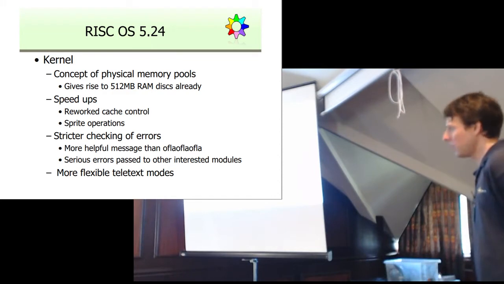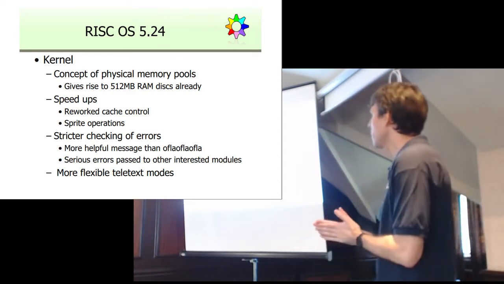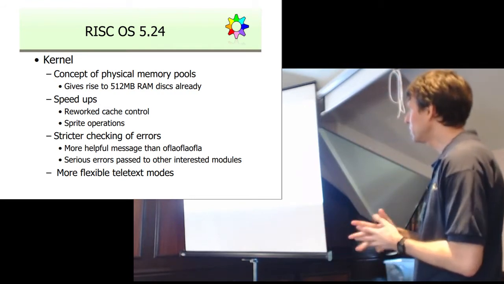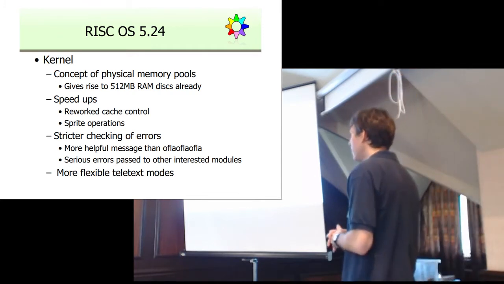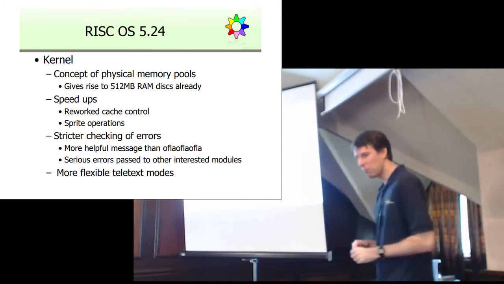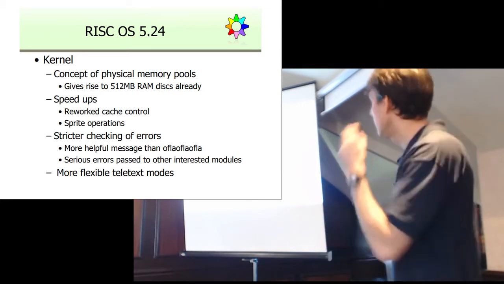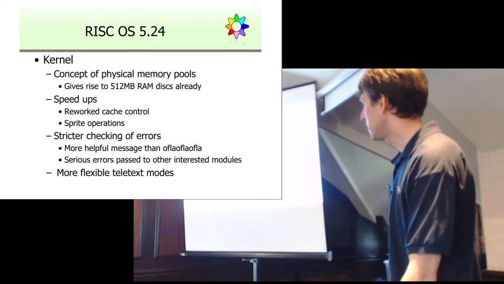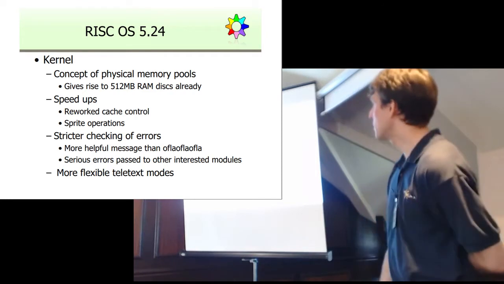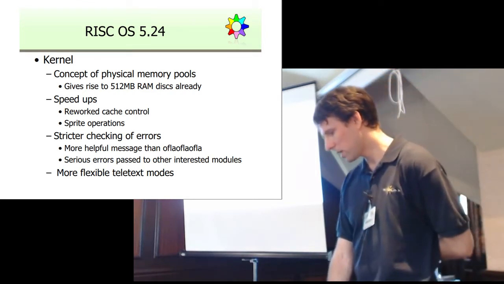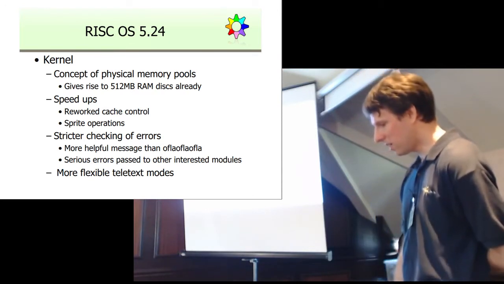Under the bonnet, if you're interested in programming, you can now use what are known as physical memory pools, PMP. Lovely set of initials. The upshot for that right now is that you can have a much bigger RAM disk than previously, so you can get 512 megabyte RAM disk if you've got the RAM, of course. So previously that was limited to 128 meg, so that limitation has been lifted. A lot of speed ups to do with the way that sprites and the caches are managed. Get more useful error messages if things go wrong.